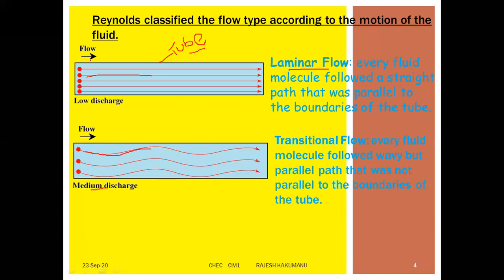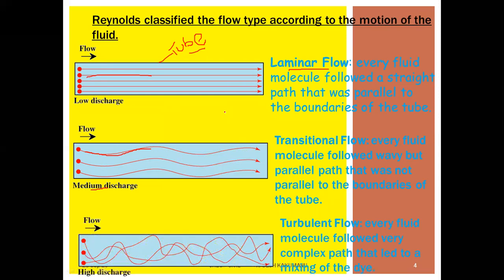Okay, only two persons. Next, third one. Third one is the high discharge. Whenever we flow the oil at high discharge in the container, whenever the molecules take a very complex and difficult path, that type of flow is nothing but the turbulent flow.